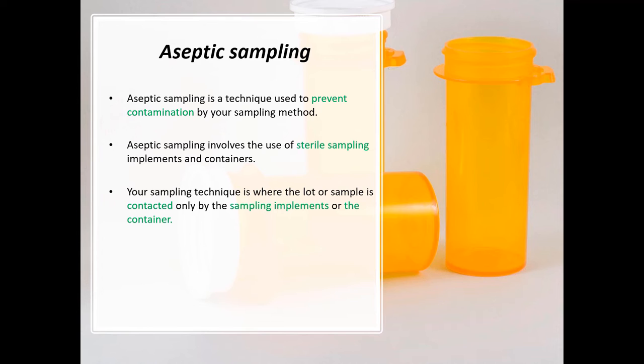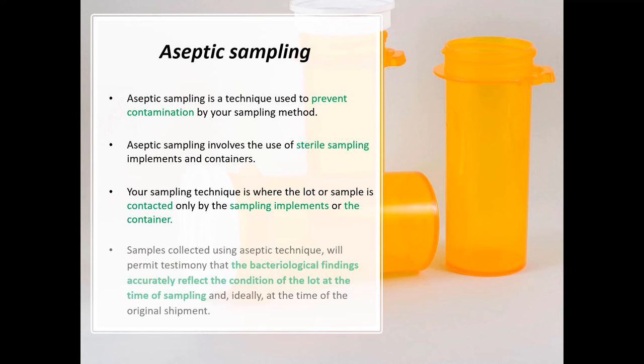Your sampling technique is where the lot or the sample is contacted only by the sampling implement or the container. So for example, you wear gloves if you're taking the sample. You use a sterile container. Therefore, your hand doesn't touch the sample. Your hand won't get anywhere near the product because you're wearing gloves. So there are some examples of things you could do in your sampling technique.